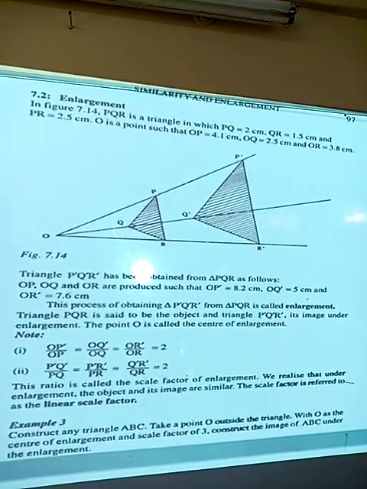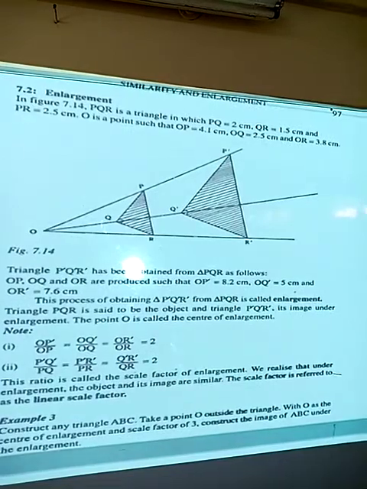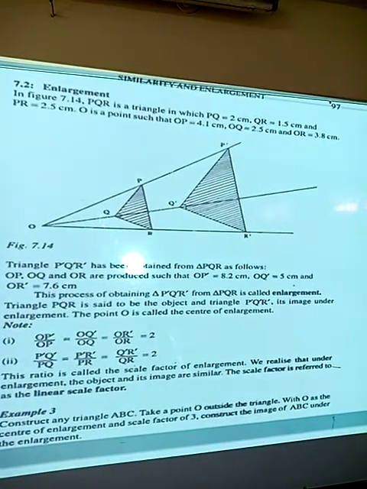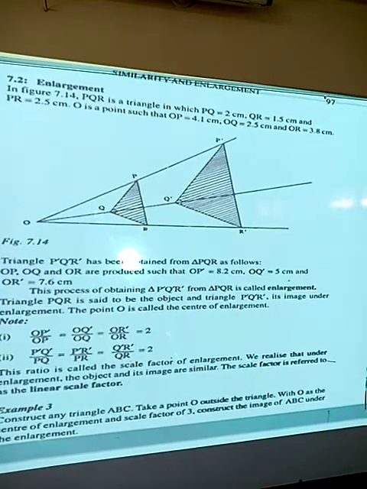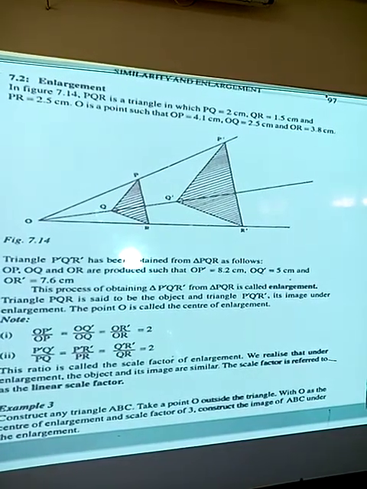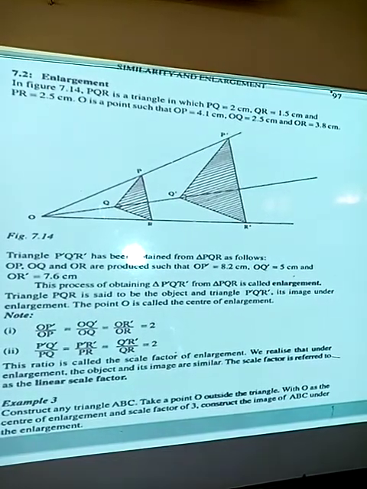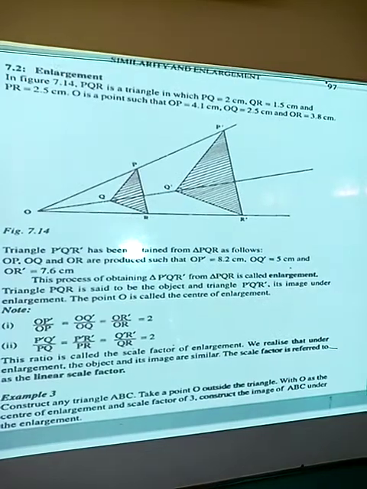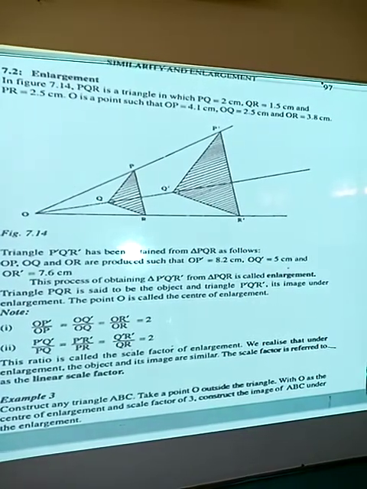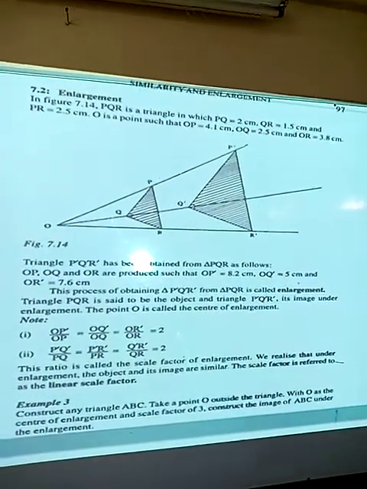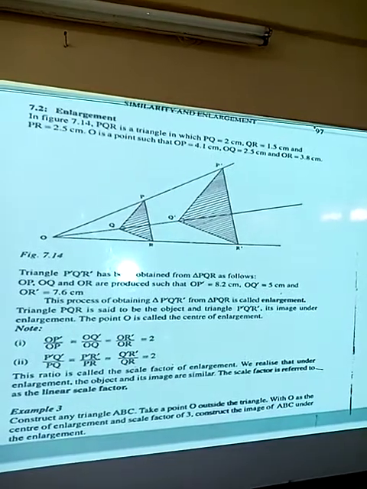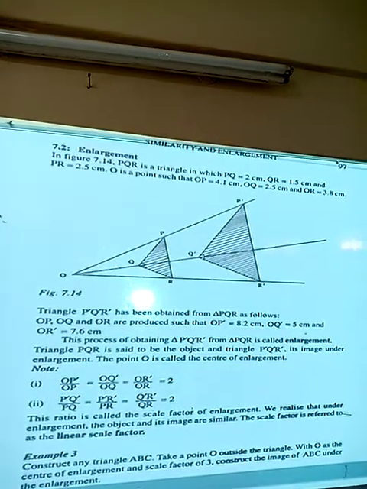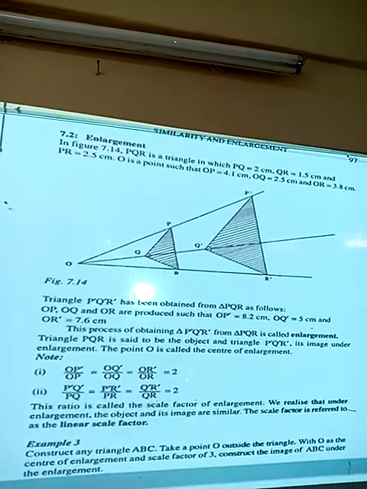Triangle P prime, Q prime, and R prime have been obtained from triangle PQR as follows: OP, OQ, and OR are produced such that OP prime is equal to 8.2 centimeters, OQ prime is equal to 5 centimeters, and OR prime is equal to 7.6 centimeters. This process of obtaining triangle P prime, Q prime, R prime from triangle PQR is called enlargement.